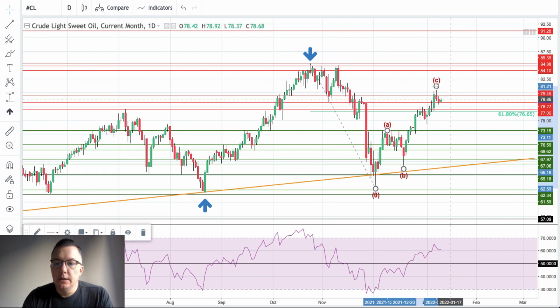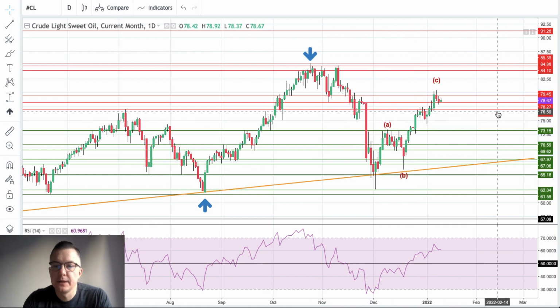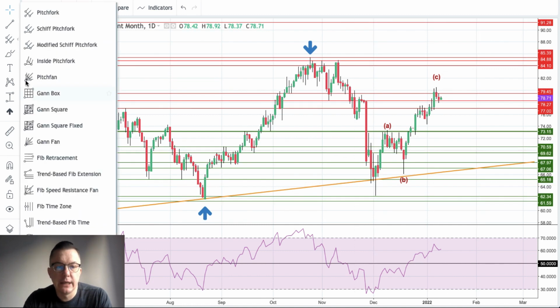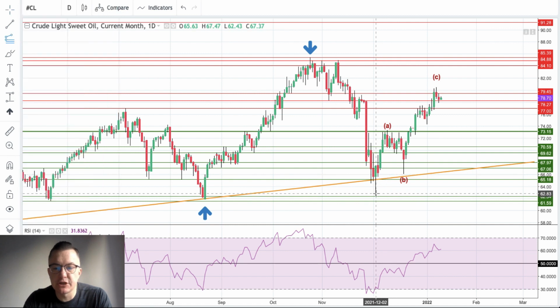So right now, what is going on on the crude oil? The bad news is that the 61% Fibonacci retracement of this wave down didn't hold the bullish pressure, and the level of 76.65 has been violated, and it's now out of the chart. We broke above the level of 79.45, and to be honest, it starts to look like a 1, 2, 3, 4, 5 impulsive wave development.